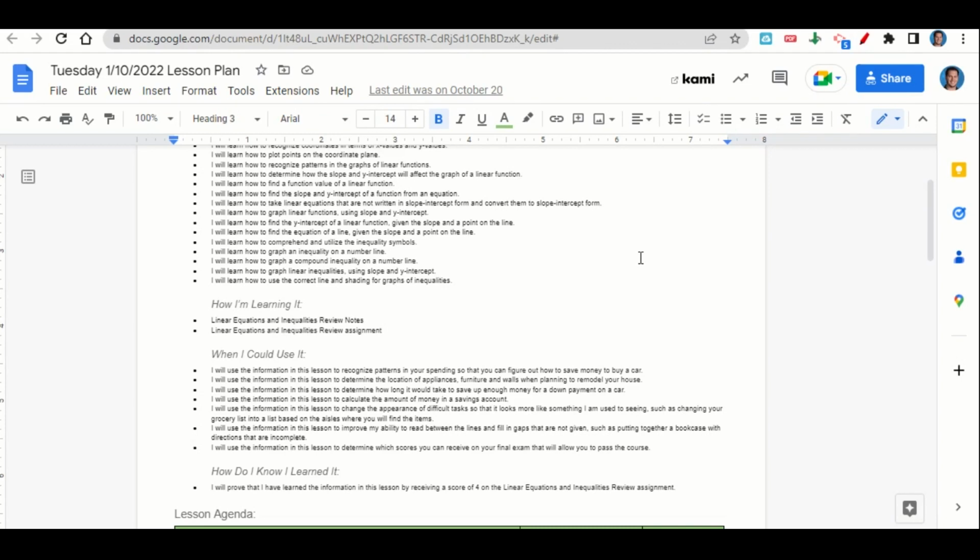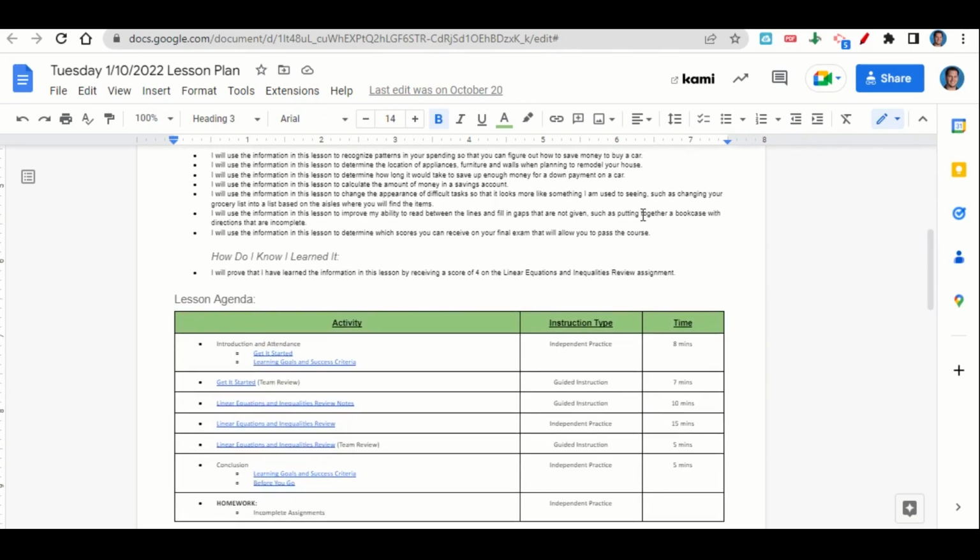you are used to seeing, such as changing your grocery list into a list based on the aisles where you will find the items, to improve your ability to read between the lines and fill in gaps that are not given, such as putting together a bookcase with directions that are incomplete, and to determine which scores you can receive on your final exam that will allow you to pass the course. How do you know you learned it? By getting a score of 4 on the linear equations and inequalities review assignment.